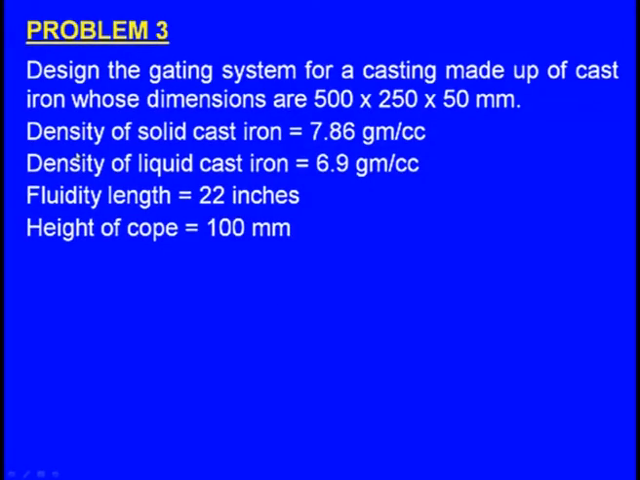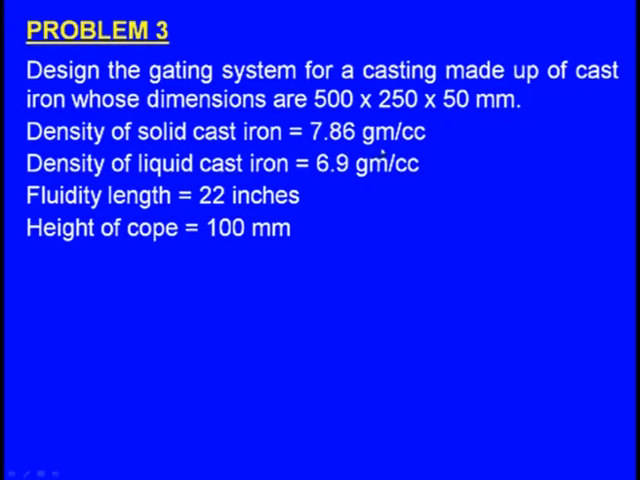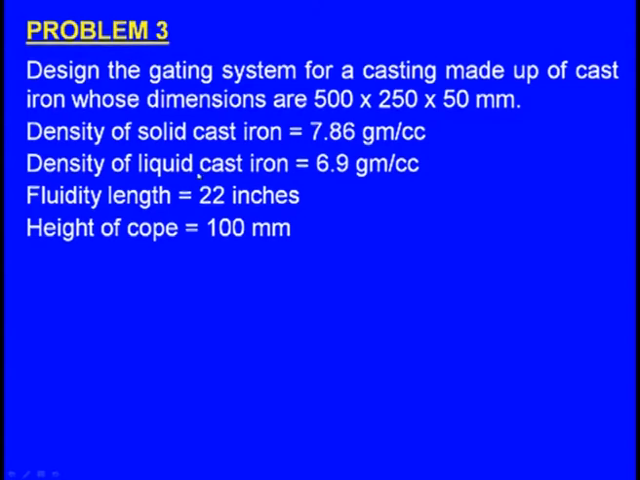Now, let us take another problem. Design the gating system for a casting made of cast iron whose dimensions are 500 by 250 by 50 millimeters. Density of the solid cast iron is equal to 7.86 grams per cubic centimeter. Density of liquid cast iron is equal to 6.9 grams per cubic centimeter. Fluidity length is equal to 22 inches. Height of the cope is equal to 100 millimeters. Now, here the dimensions of the casting are given.